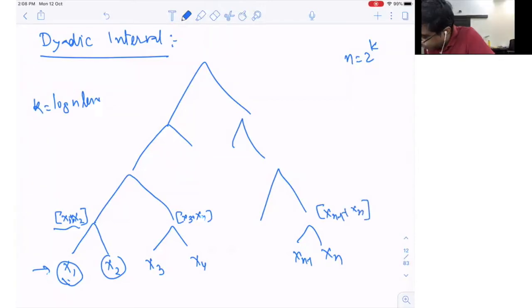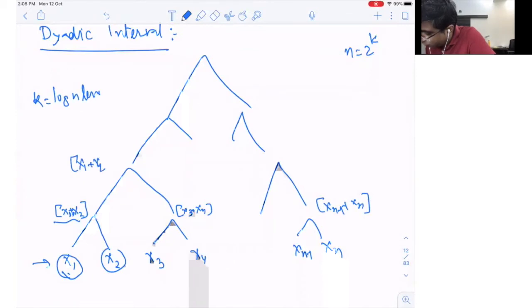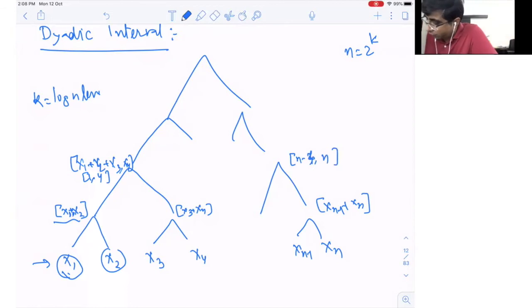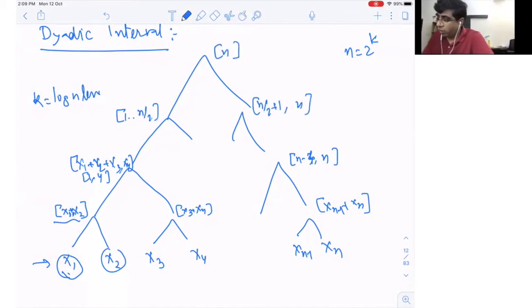When I go up, I will have x1 plus x2 plus x3 plus x4, or rather, let's say 1 comma 4, I will call it. Here, I will have now the last 4 elements. So let's say n minus 3, n minus 4 to n, and so on and so forth. Here we will have 1 to n over 2 and n by 2 plus 1 to n. Okay, so all 1 to n.